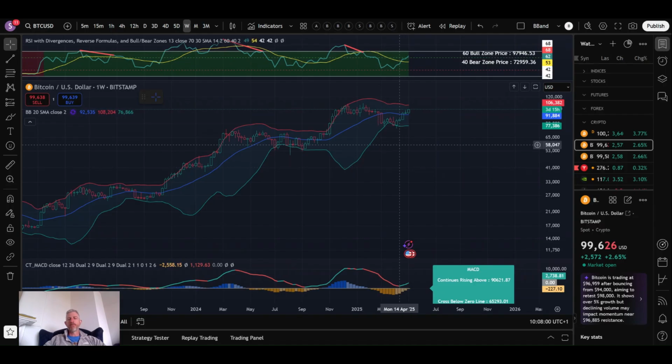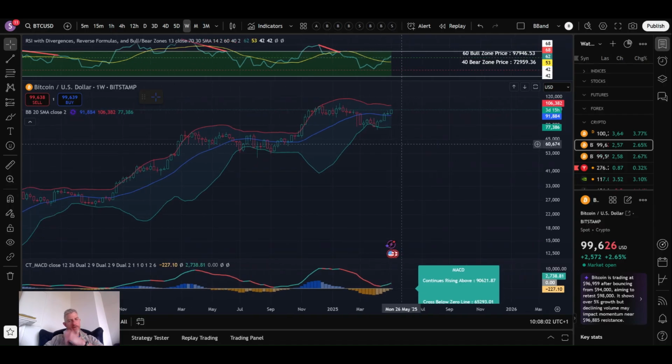Now, this is a weekly time frame with all of my favorite delicious indicators on. Bollinger Band, RSI at the top, MACD at the bottom. They all kind of say the same thing. Remember, all indicators on TradingView or anywhere else that you choose to look at price action, they're all historical, right?